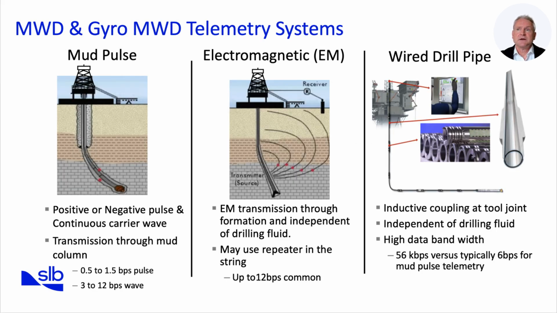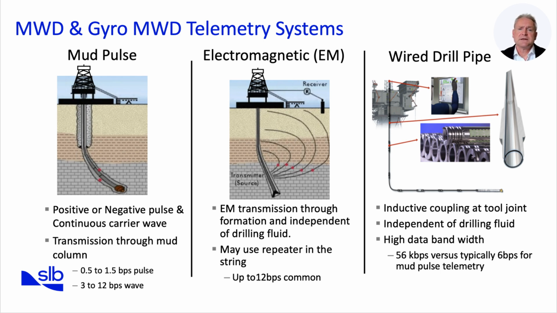Telemetry is the lifeline of MWD systems, and here we compare the three main approaches: mud pulse, electromagnetic, EM, and wired drill pipe. Mud pulse is the most widely used, sending pressure signals through the drilling fluid, typically at 0.5 to 1.5 bits per second for pulse systems, or up to 12 bits per second with carrier wave. It's simple, reliable, and works well in most drilling environments.